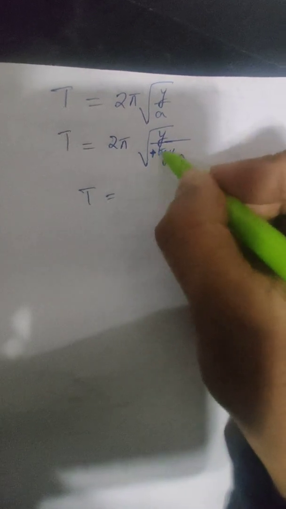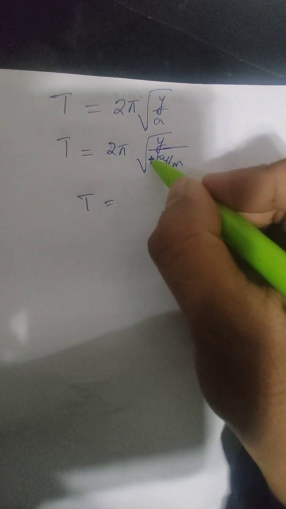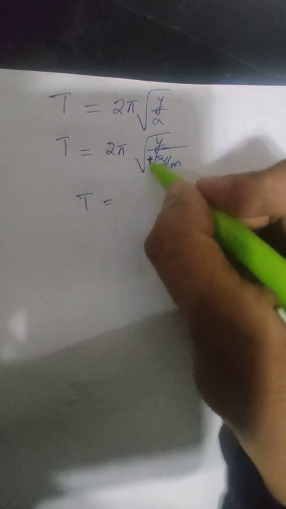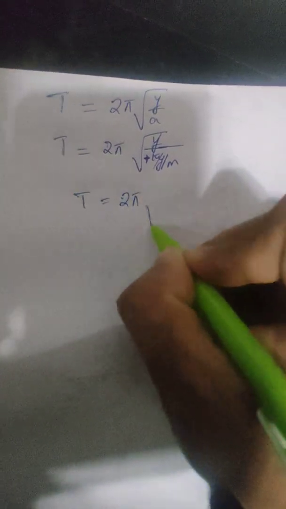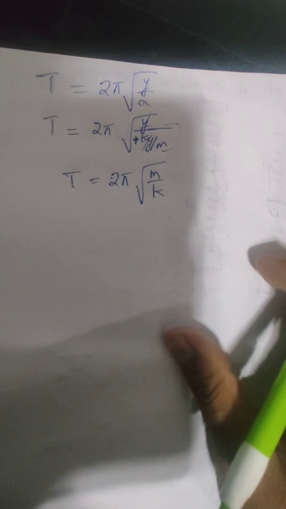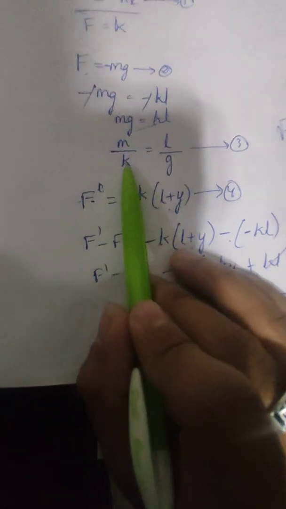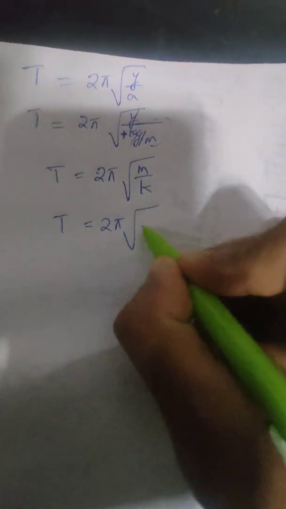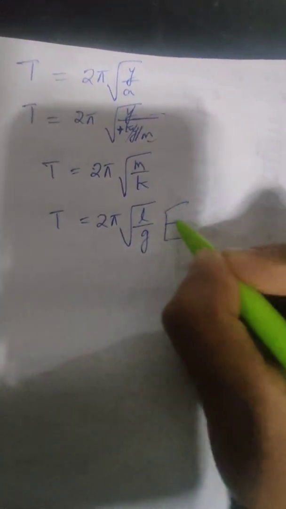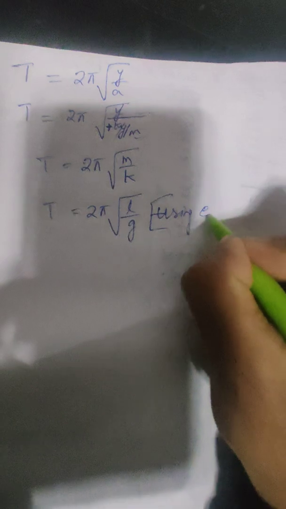Since it is showing only the direction, we will not put the negative sign anymore, okay? So y and y will cancel. So what will we have? 2 pi root m by k, okay? This m will go upwards. And if we look at this equation 3, what is m by k? M by k is L by G, right? So I will substitute it again. 2 pi root L by G, using equation 3.